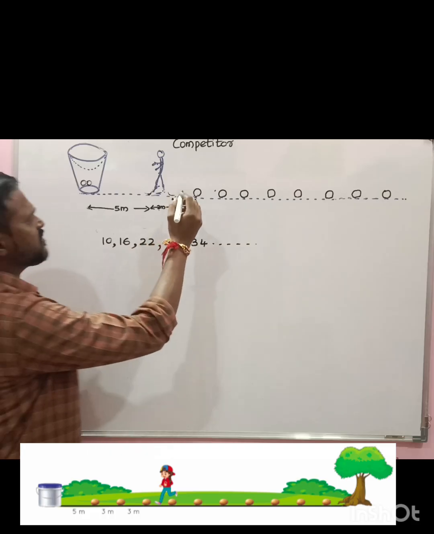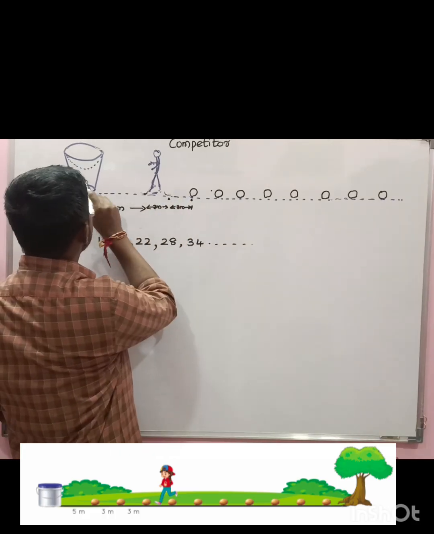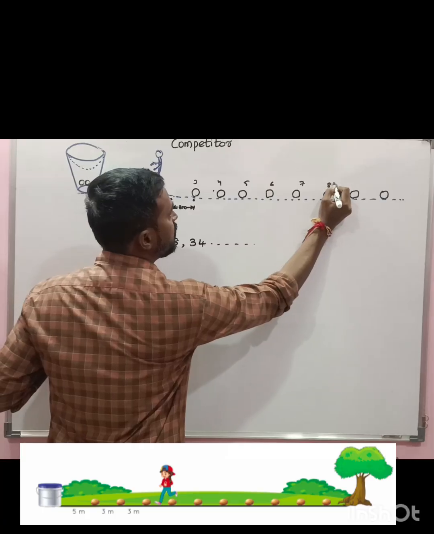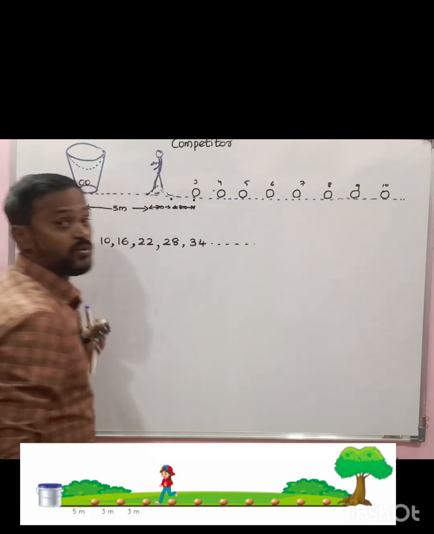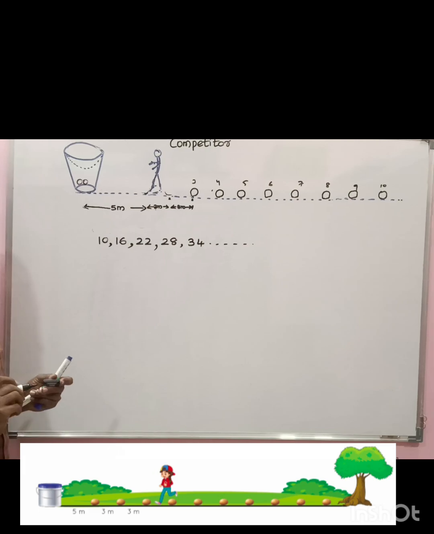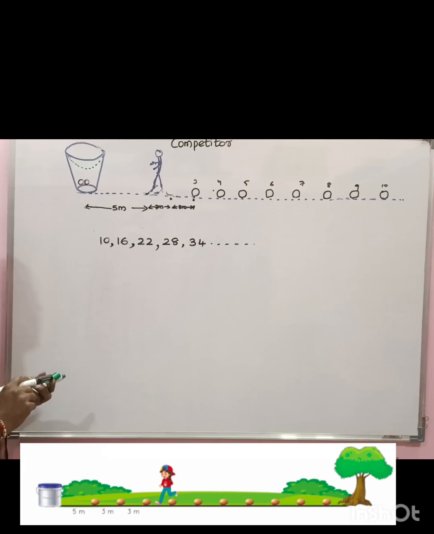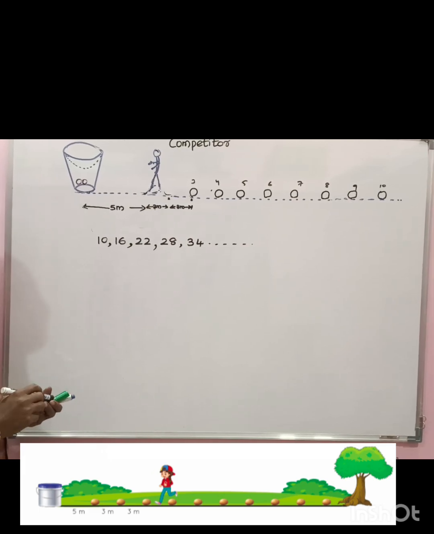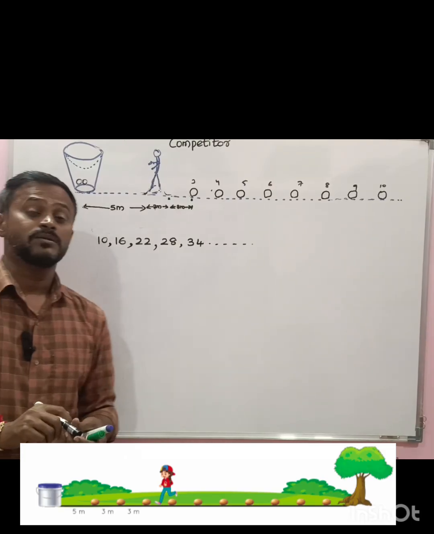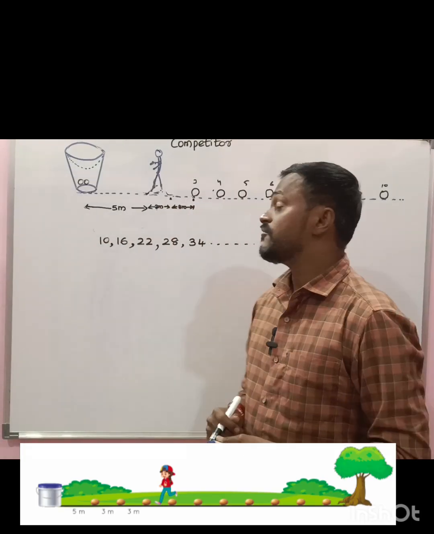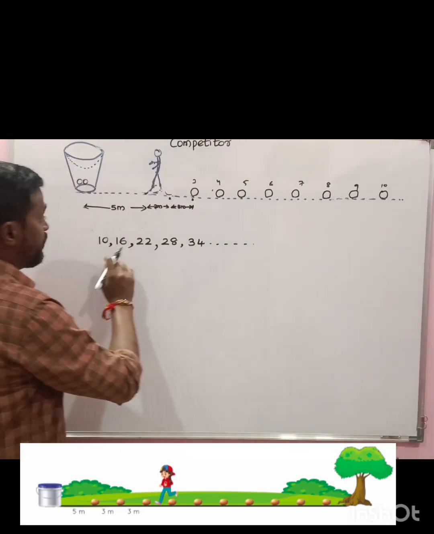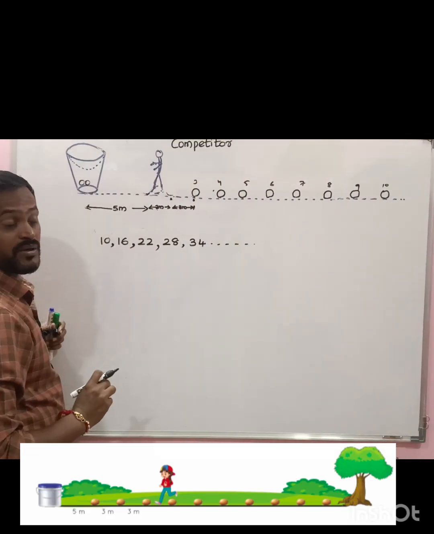We know how many potatoes there are here: first, second, third, fourth, fifth, sixth, seventh, eighth, ninth, and this is the 10th potato. He will collect all the potatoes and place them into the bucket. Now, what is the total distance traveled by the competitor? Here we can use the formula for the sum of these arithmetic terms.